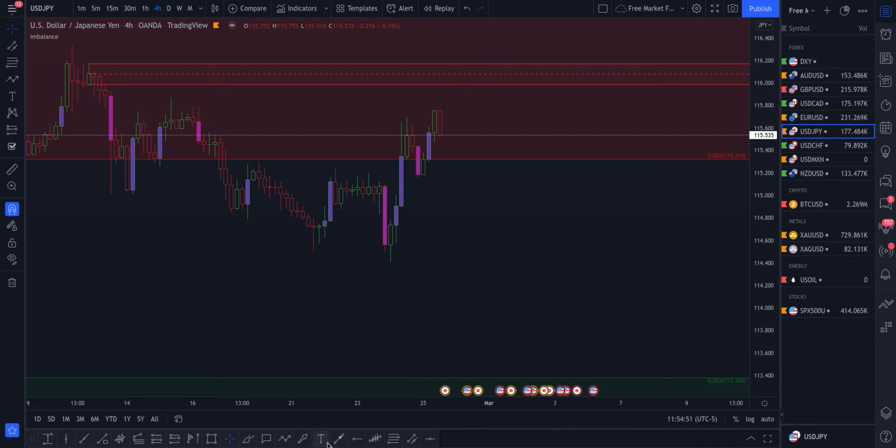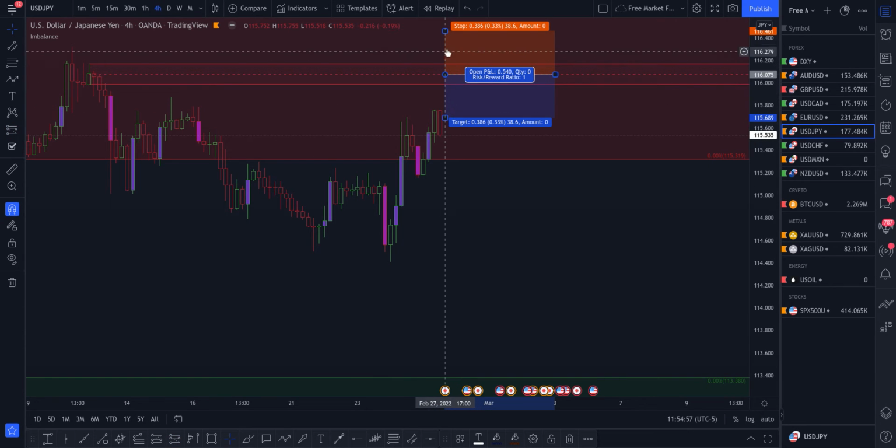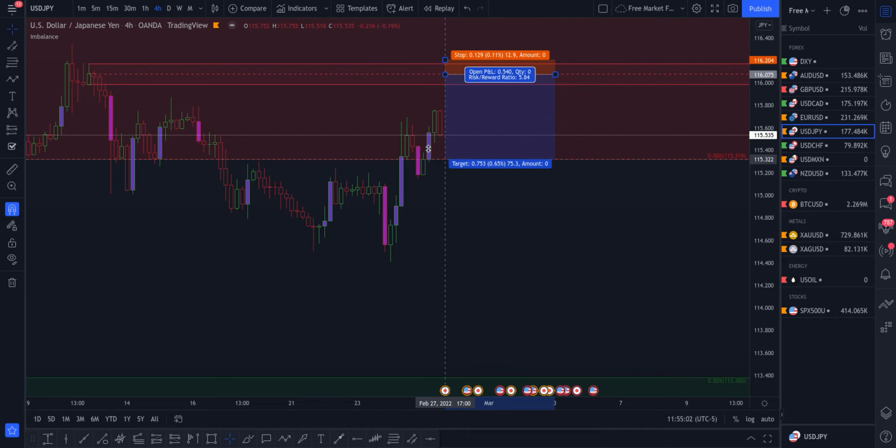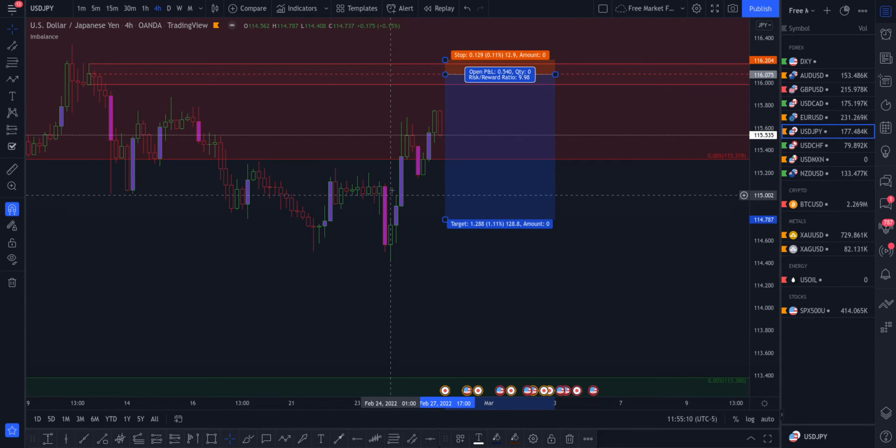All right, and target. I do see imbalance here. All right, that has not been filled, so let's just go right above there. Maybe initially targeting this imbalance for a 5x trade, or maybe this imbalance if price has not come in to fill it first and then push up. Okay, so we could see that.